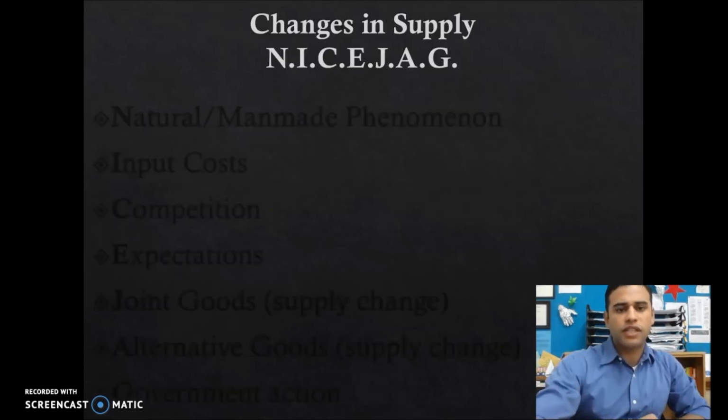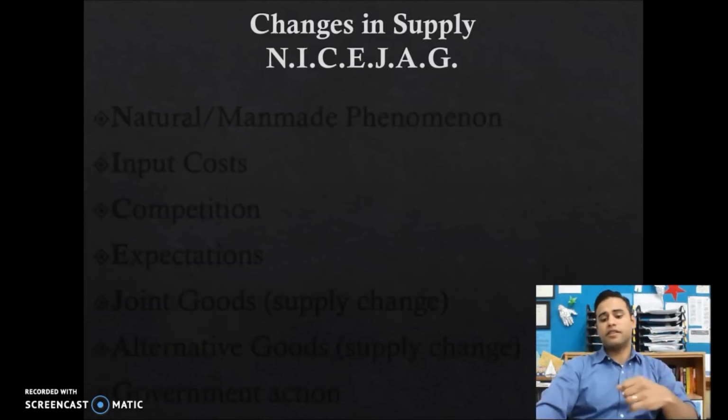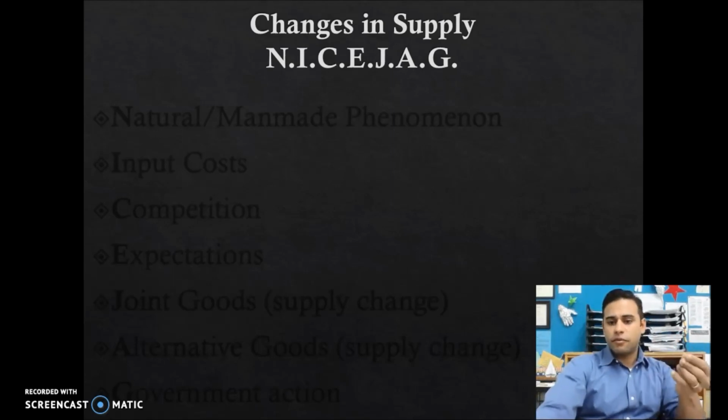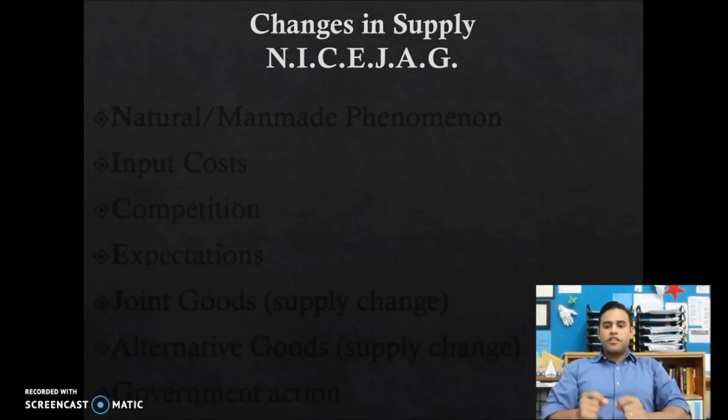So let's look at what those changes might be. And we've got another acronym here. This is NICE-JAG. But these are the determinants of supply. Okay, this word determinants, I need you to understand. A determinant is a factor, a variable, that determines or decides where the actual curve is going to be. In this case, this is the supply curve. Right? So the determinants of demand are things that would change the location of the demand curve. Determinants of supply are things that would change the location of the supply curve.